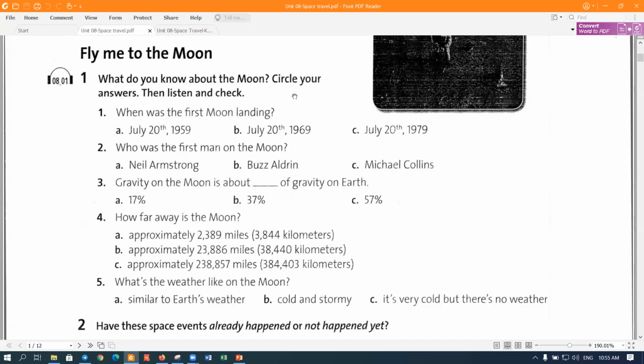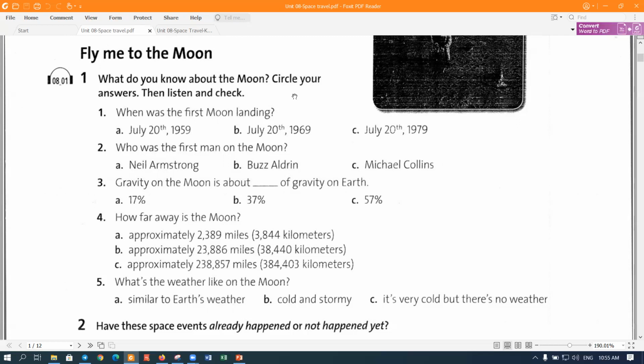And now after listening, or you can check before the listening if you know the answer A, B, or C to the questions 1 to 5. Okay, now I have the questions for you and also the answers A, B, or C. Your job is to choose the correct answer. Okay, 1. When was the first moon landing?